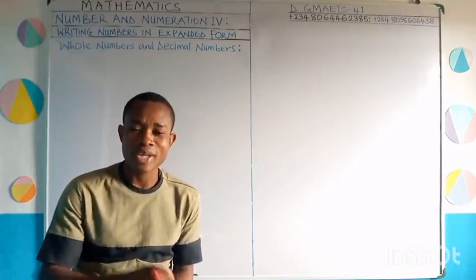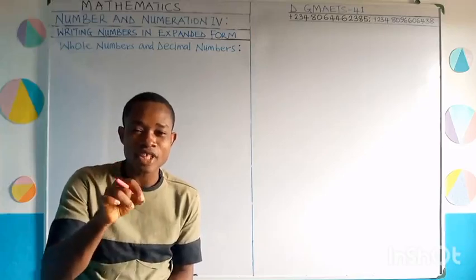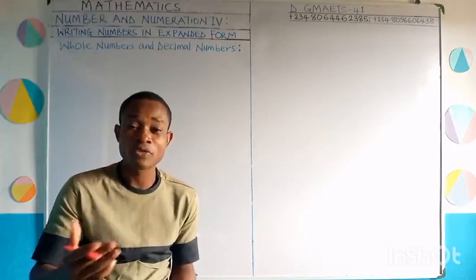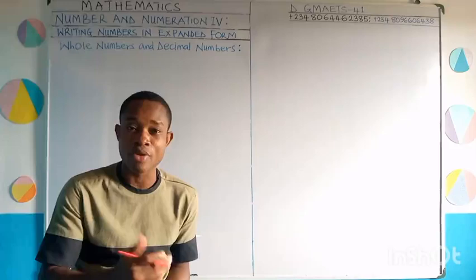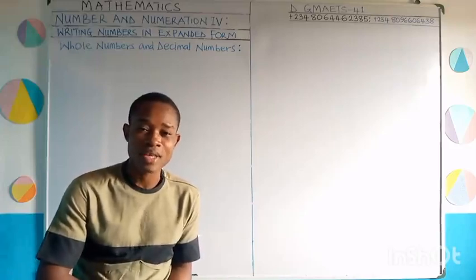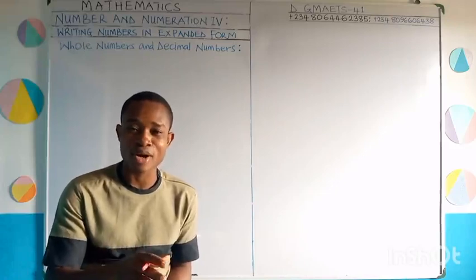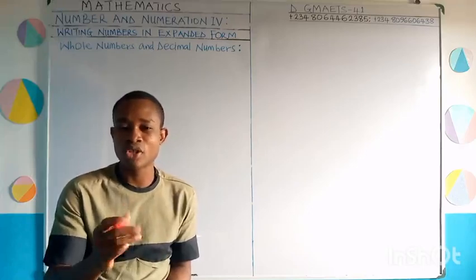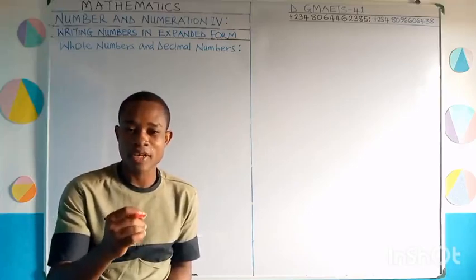I also taught you how you can get the value of a digit in any given number. You also recall that we've treated under this number and numeration how to write numbers in words and in figures, whether the number is a whole number or a decimal number. So straight ahead, we'll be moving on to writing numbers in expanded form.